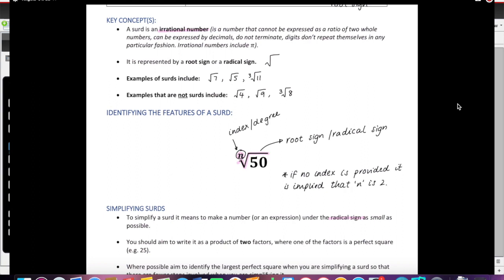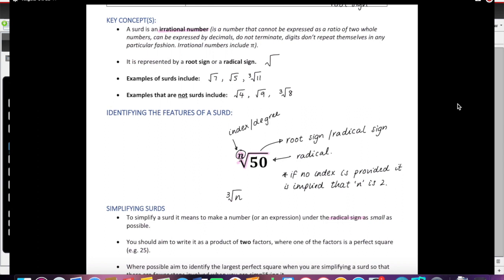So for example, you'll see examples later on where the index is 3, and then there'll be a number underneath that root sign. We call the number where I've written an example of 50 the radical. And basically the radical is any number written under the root.